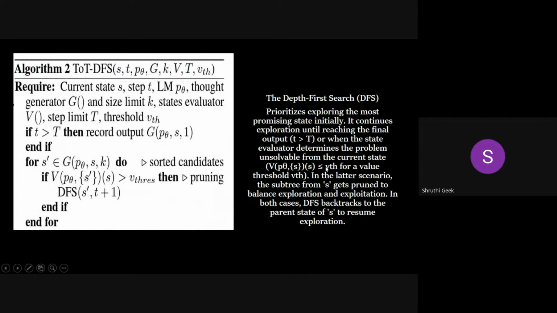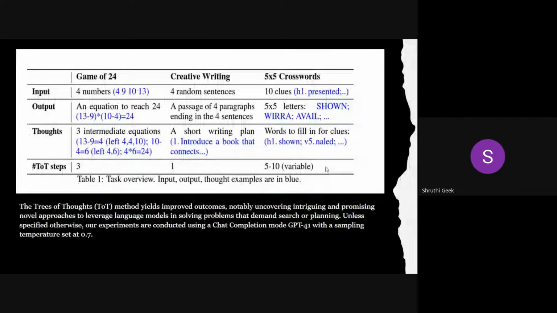And what have they evaluated this on? They have used this for crossword solving. So as you can see, they have evaluated these techniques on 3 different problem statements. One is the Game of 24, another is creative writing, and the other is 5x5 crossword solving. These were the inputs that they gave, and this was the best output solution that it gave out. And these were the 3 intermediate steps that it chose to be the best amongst all the steps it had taken. And I will show you all these.